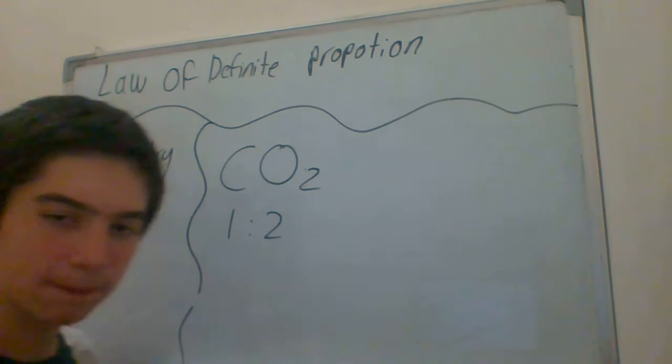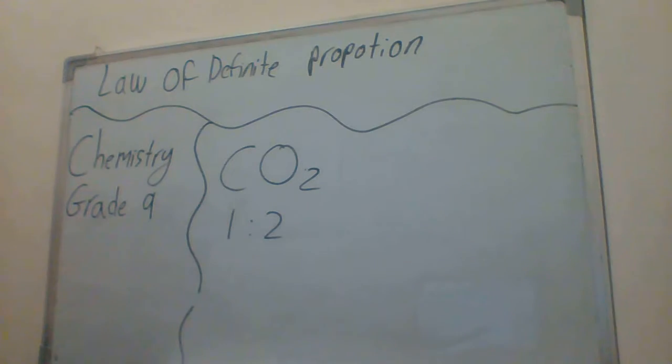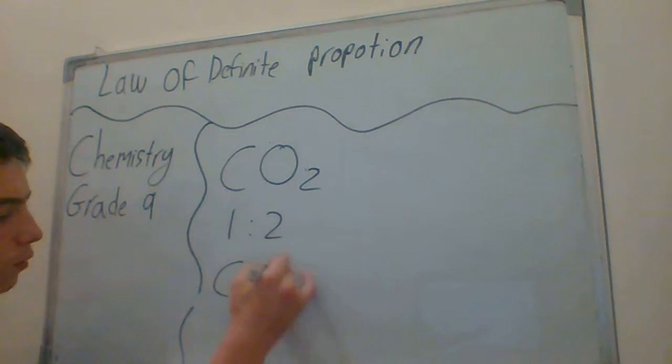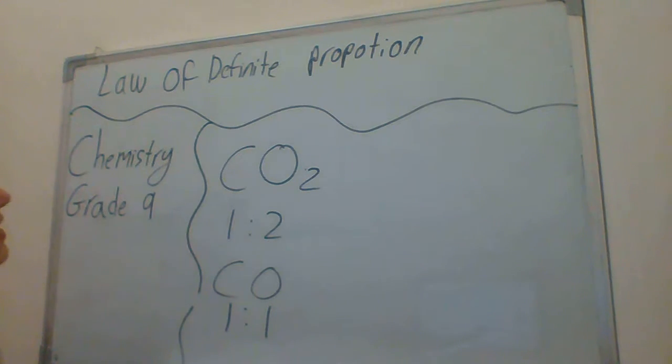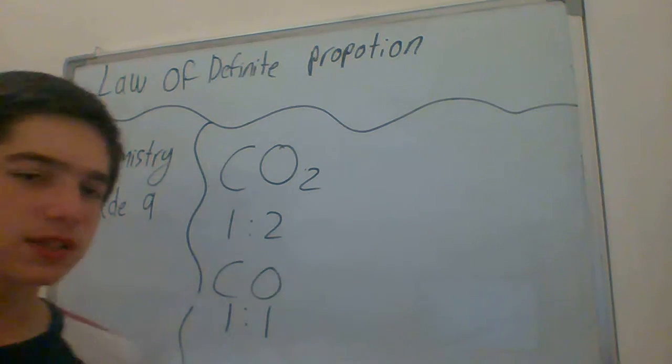What about another example? I want to have carbon monoxide. We're going to have the ratio of one carbon atom and one oxygen atom. So that claims a different proportion. So you cannot change that.